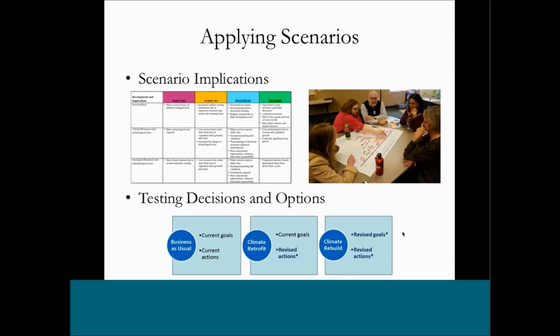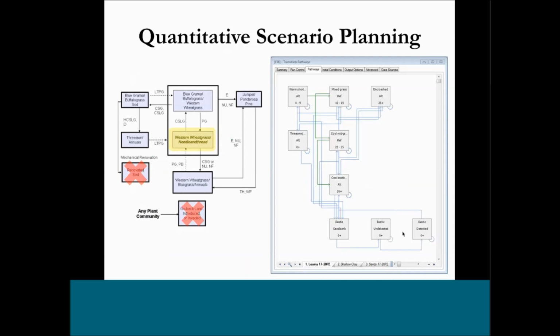And I'll just say that briefly, what we've done as a follow-on, especially for the South Dakota site, is some quantitative modeling work, particularly looking at grassland vegetation. That's some of the work that I'm focusing on, using state and transition simulation models to go back and say, okay, what are we seeing on the simulation side of things?